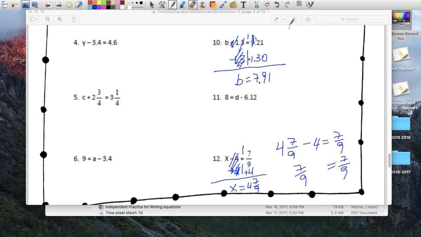So I get 7.91. My check is going to look like 7.91 plus 1.3. Is that really equal to 9.21? Yes, it is. 9.21 equals 9.21. Okay, so pretty simple. Actually, we did harder equations when we were doing the scale 2 days ago. Okay, or sorry, yesterday. All right, and that's that.